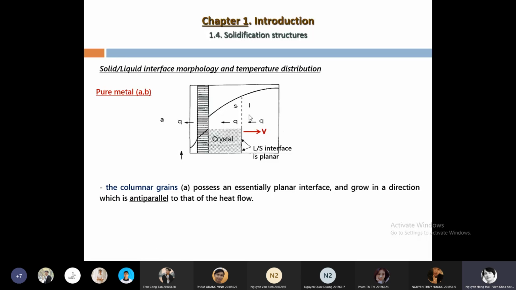In this case, we have a very flat, planar interface between liquid and solid. In this case, we can say that there is no solidification morphology.